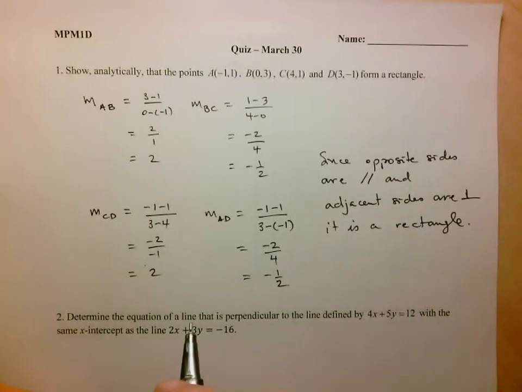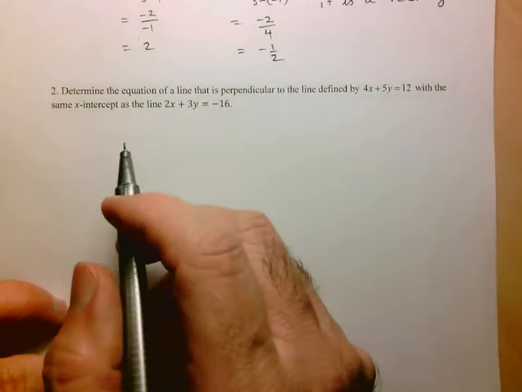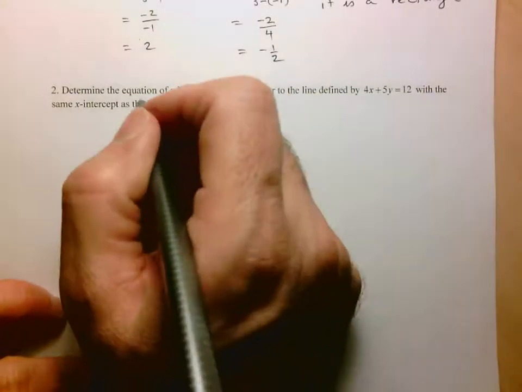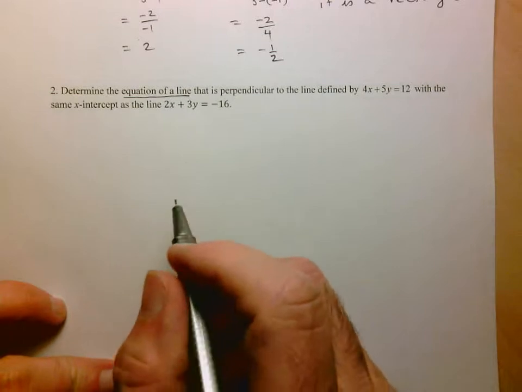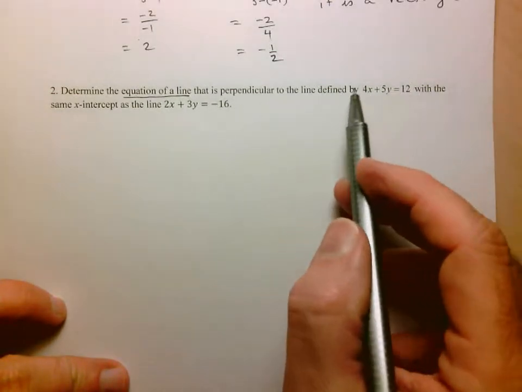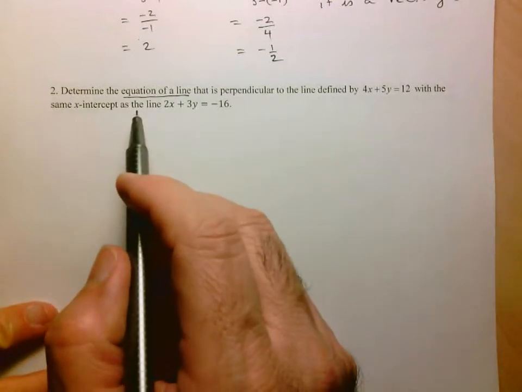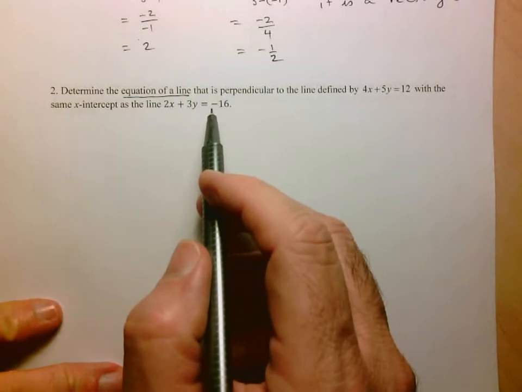Keep in mind that when you're working with things that are parallel or perpendicular to each other, it's the slope that's going to help you determine those things. Okay, so now we're going to move on to number 2. It says determine the equation of a line. What I'm looking for is the equation of a line that is perpendicular to the line defined by 4x plus 5y equals 12, and with the same x-intercept as this other line.